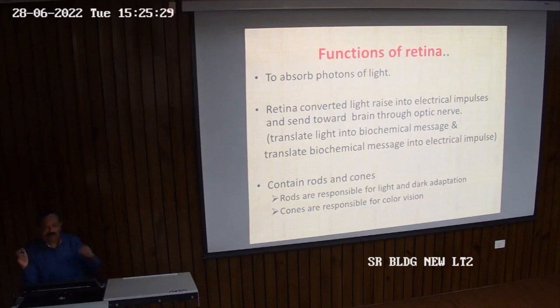The two important components which do this are the rods and cones. These are the photoreceptors of the eye. Rods are responsible for light and dark adaptation, and they are mostly distributed in the periphery of the retina. And cones are responsible for your central vision as well as your color perception. They are concentrated more in the macular and the central areas.